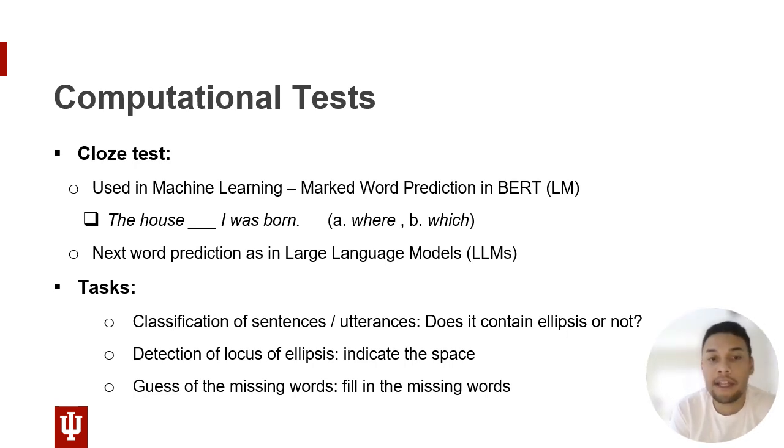The first one was classification of sentences or utterances as containing ellipsis or not containing ellipsis. The second task was about detecting the place and location of ellipsis in the clause. So we asked the models to indicate where the ellipsis or elided element is. And finally, task 3 is about guessing the missing word, so filling the gap and reconstructing the elided sentence.